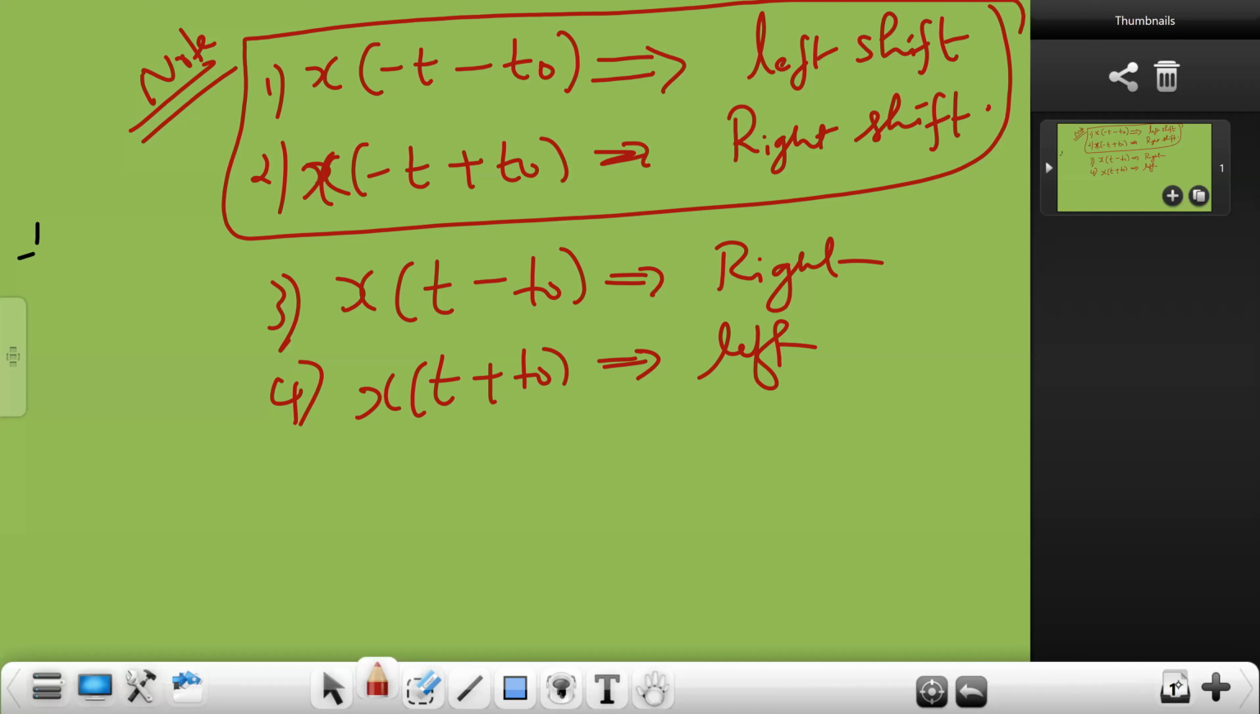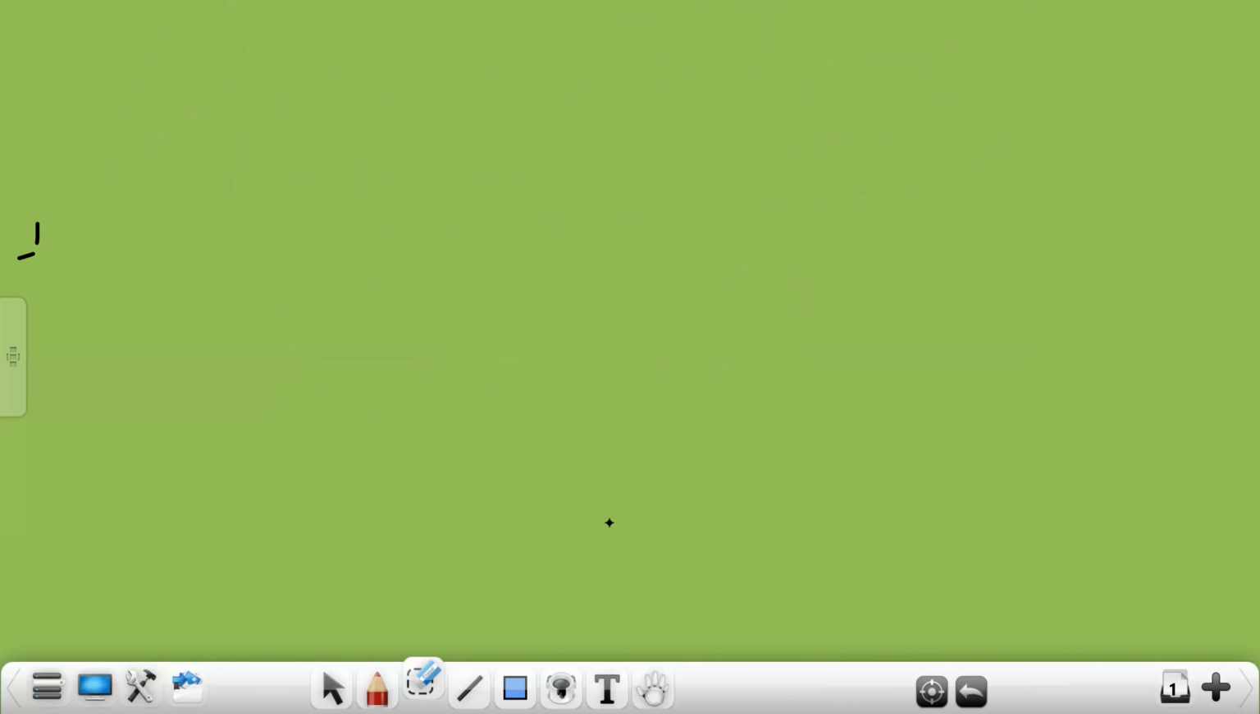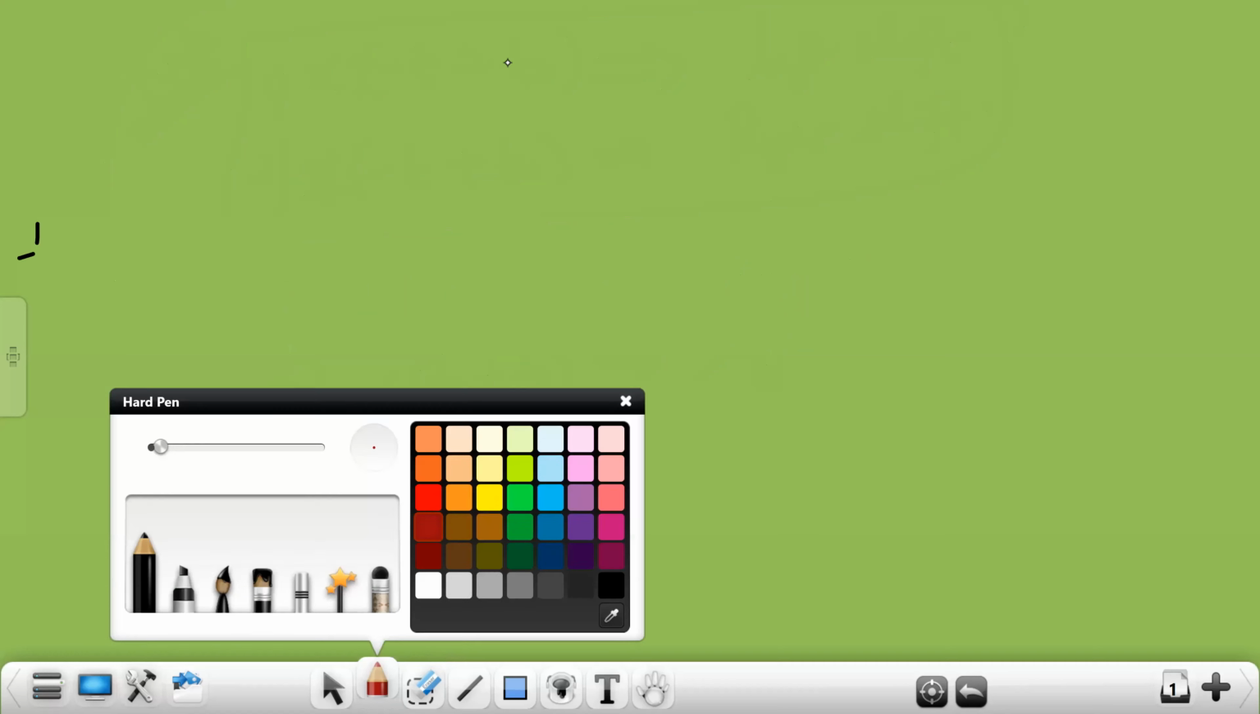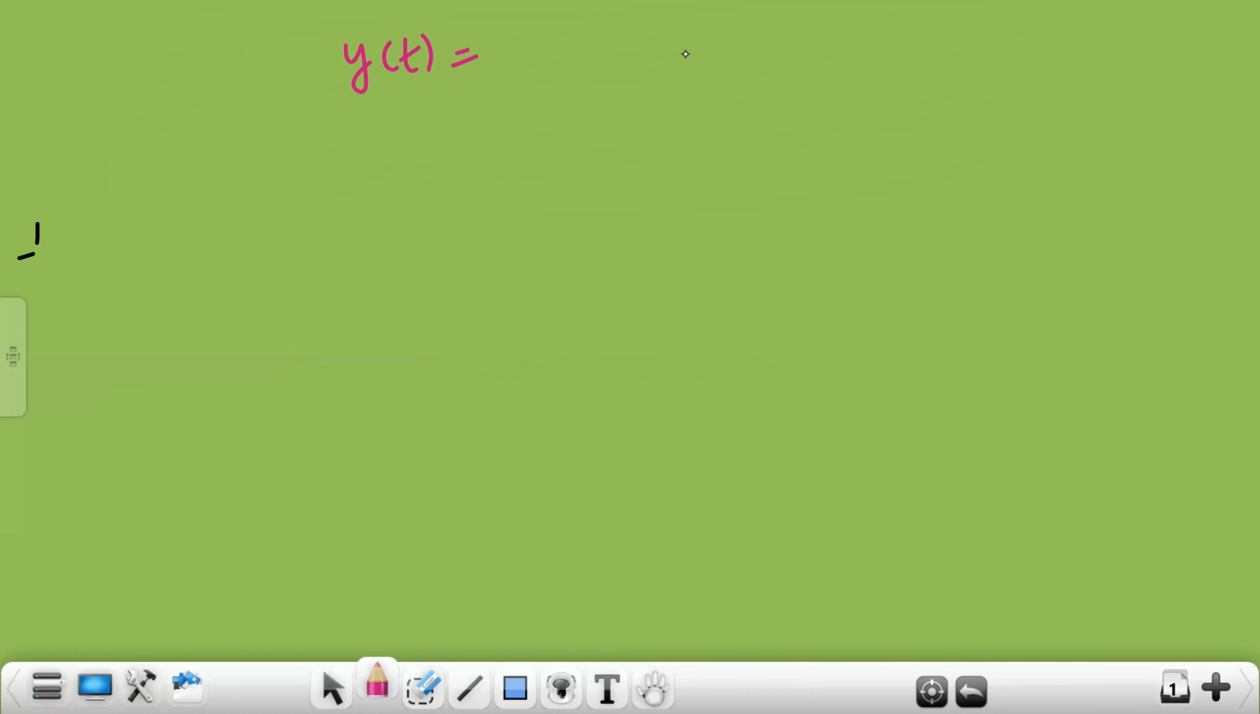Take down the question. A continuous time signal x of t is shown in the figure. Draw the signal y of t equal to x of t plus x of 2 minus t, all multiplied by u of 1 minus t.